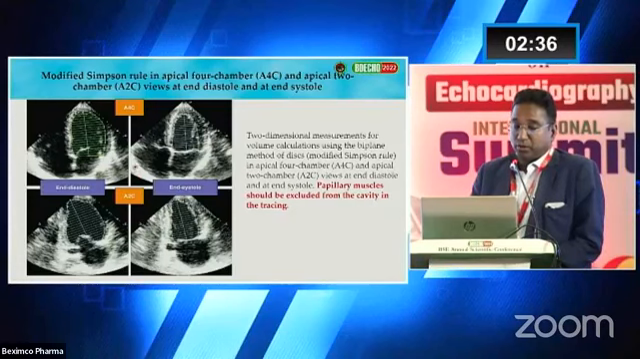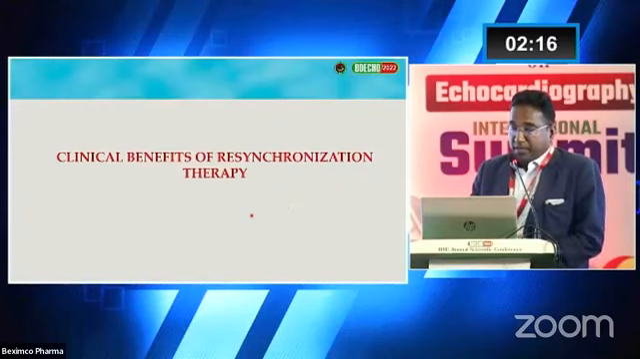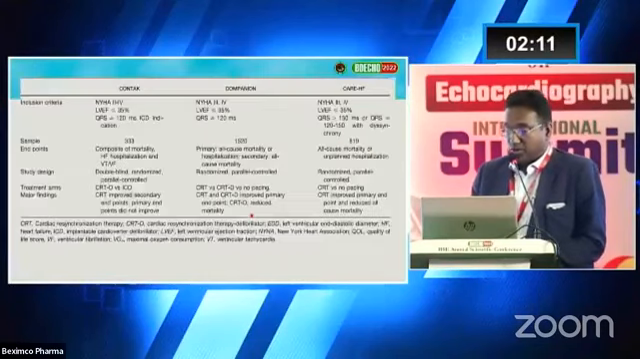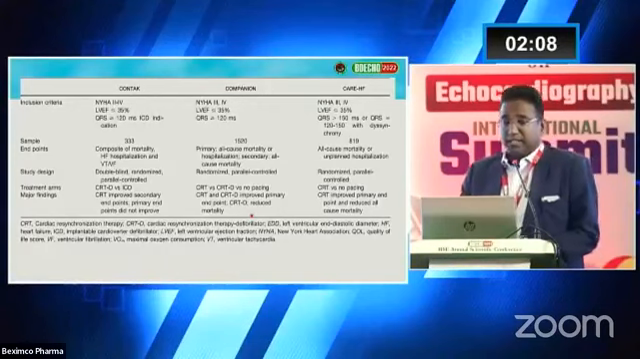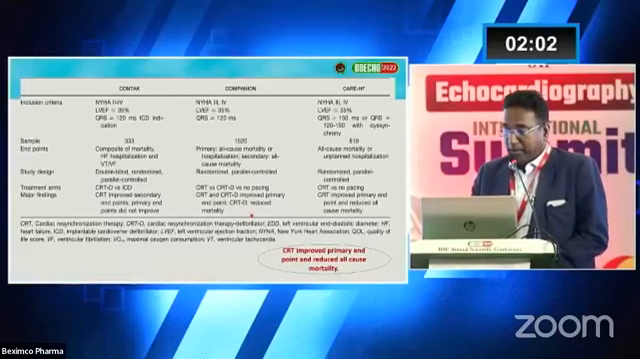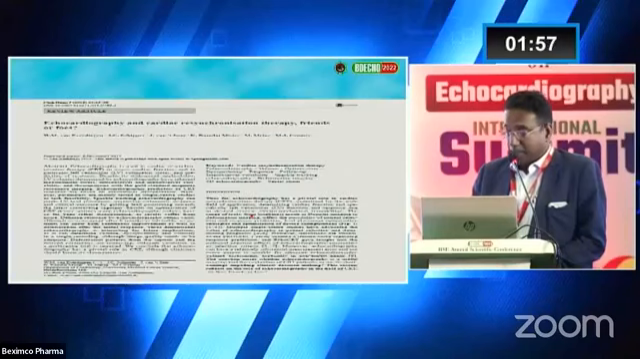So the modified Simpson rule in apical 4-chamber and apical 2-chamber view at end diastole and end systole, with the papillary muscle excluded from the cavity in the tracing. Then the clinical benefit of resynchronization therapy, because in the dilated heart it is desynchronized. Several randomized trials used all-cause mortality. Echo in the CRT perspective.